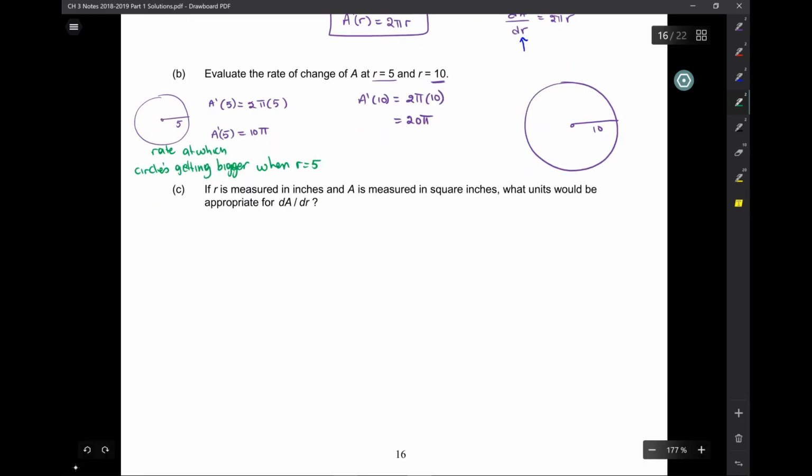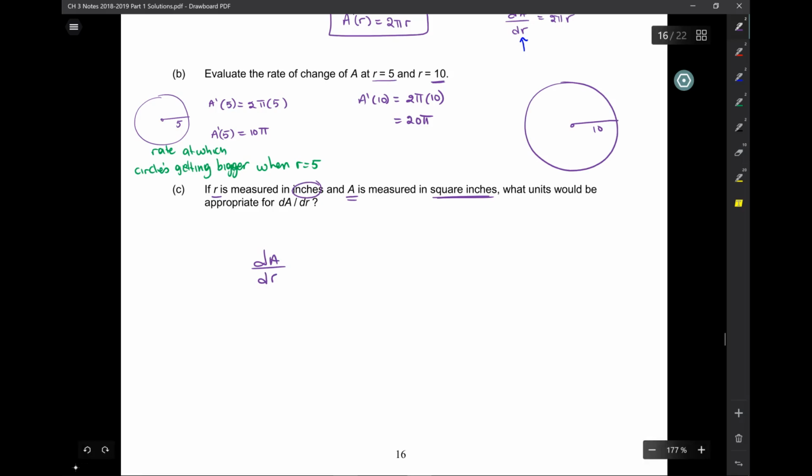Now suppose r is measured in inches and A is measured in square inches. What units would be appropriate for dA/dr? Let's see. We've got dA/dr.